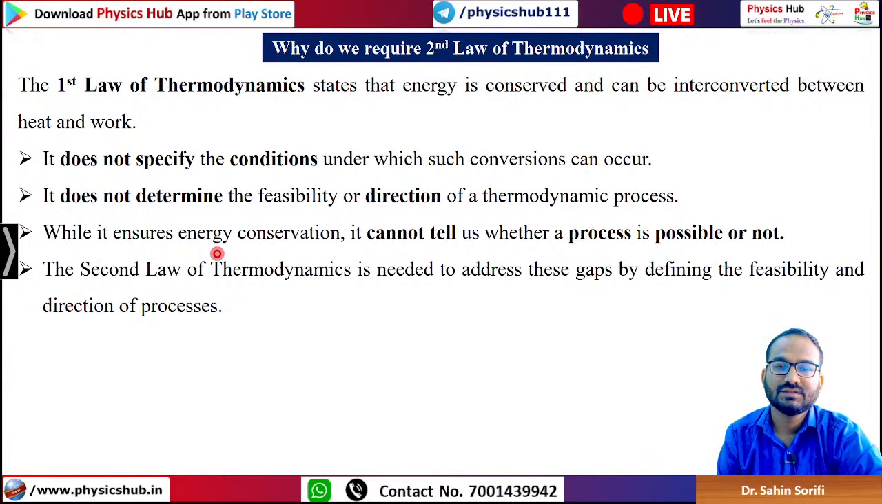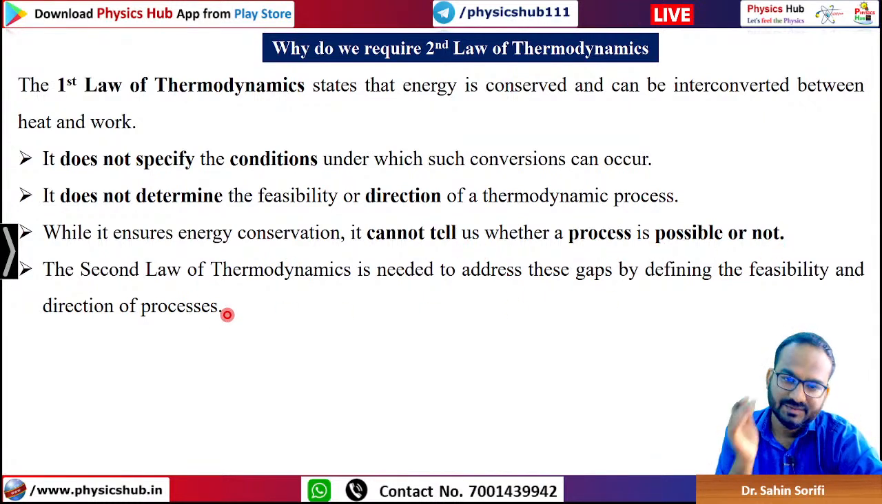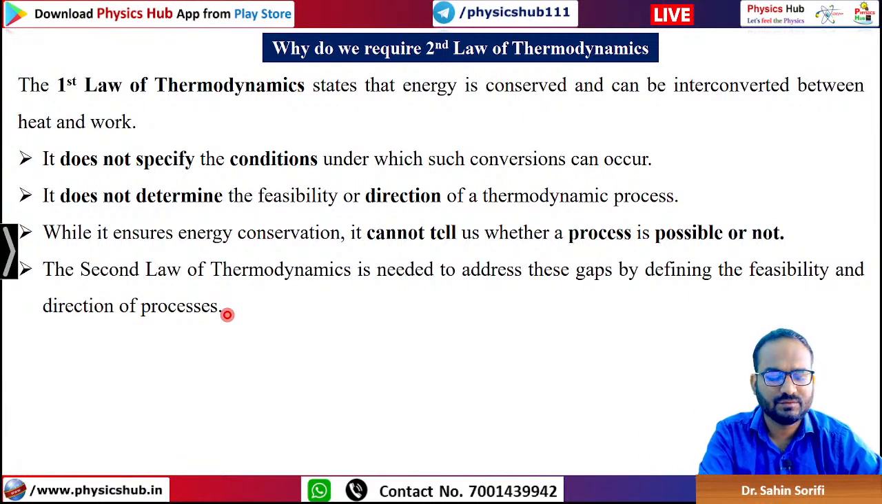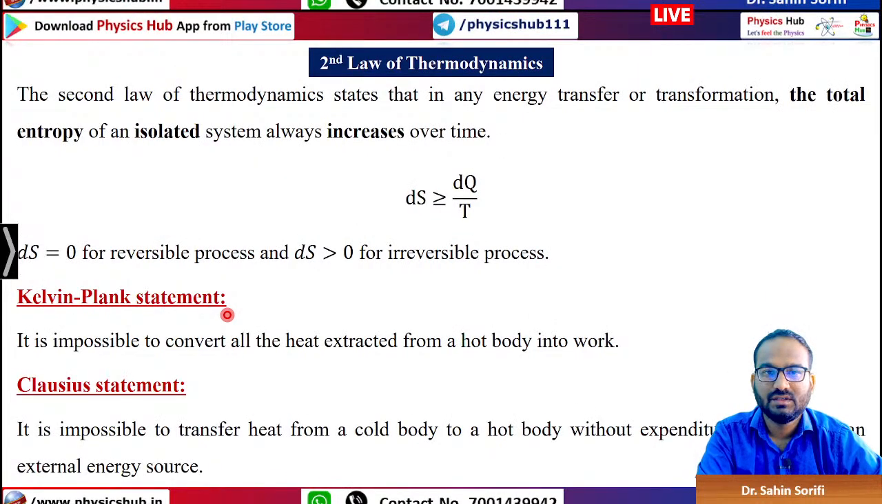While it ensures energy conservation, it cannot tell us whether a process is possible or not. The second law of thermodynamics is needed to address these gaps by defining the feasibility and direction of the process. This is why we need the second law of thermodynamics. Is this understood? Any question from it? The limitation of the first law of thermodynamics or the requirement of the second law of thermodynamics.